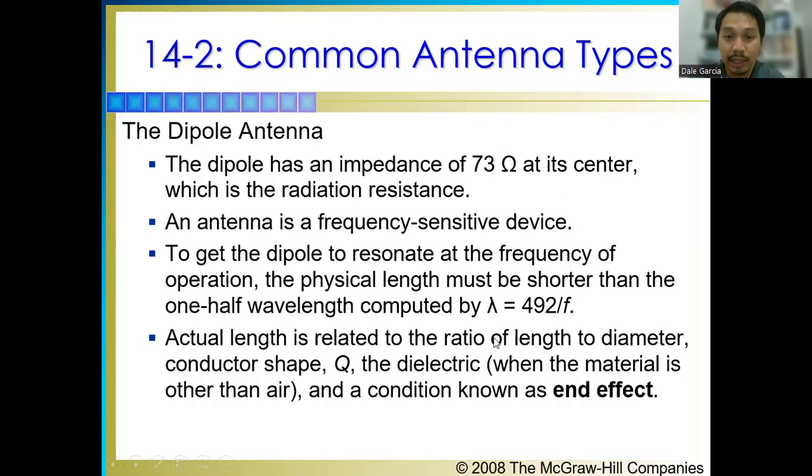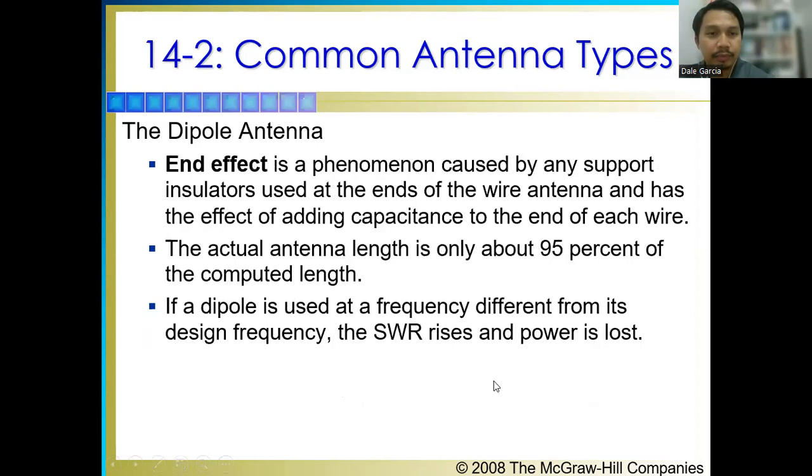The actual length is related to the ratio of the length to the diameter, the conductor shape, the Q, and the dielectric, also known as the end effect. The end effect is a phenomenon caused by any support insulators used in the length of the wire. It has the effect of adding capacitance to the end of each wire. The actual antenna length is only about 95% of the computed length. We also have to take into account the distance between the two transmission lines.